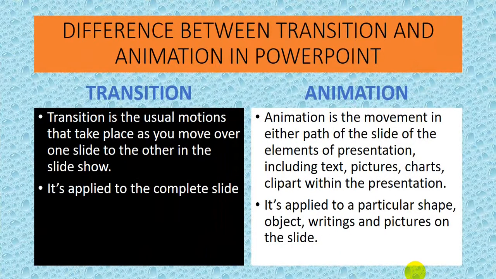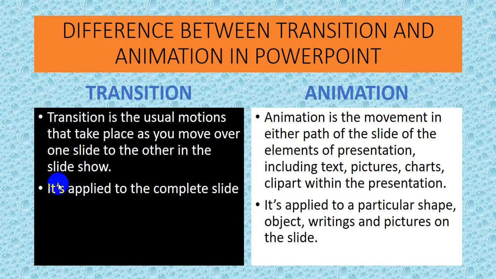Alright, so we are here and we now have the differences. So we are saying transition is the usual motions that take place as you move over from one slide to the other in the slideshow. And animation, on the other hand, is the movement of elements of the presentation in any part of the slide, including text, pictures, charts, and clip art within the presentation.